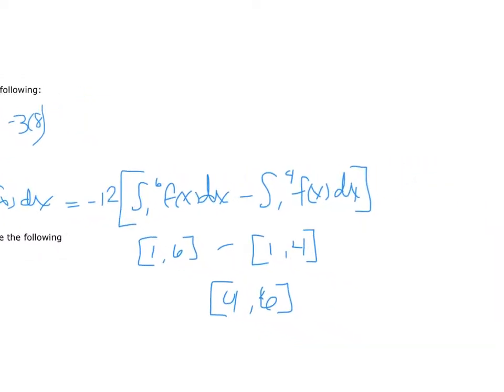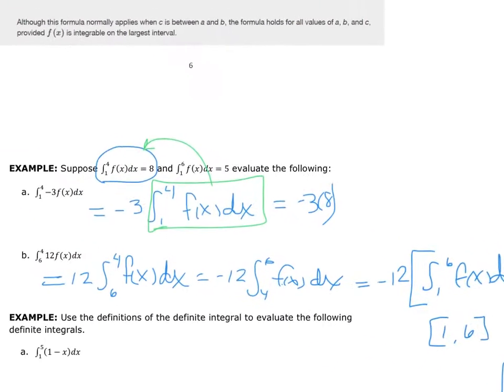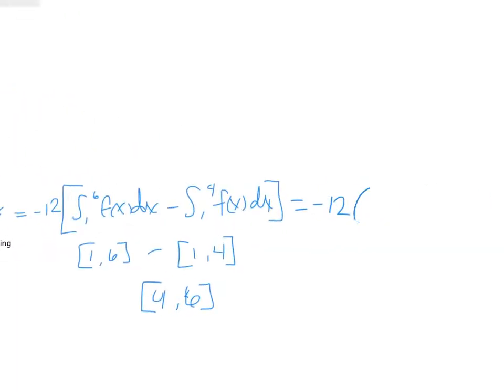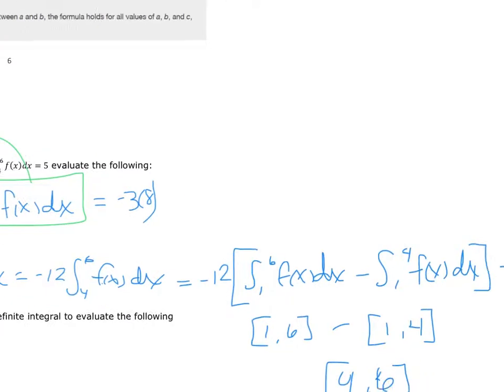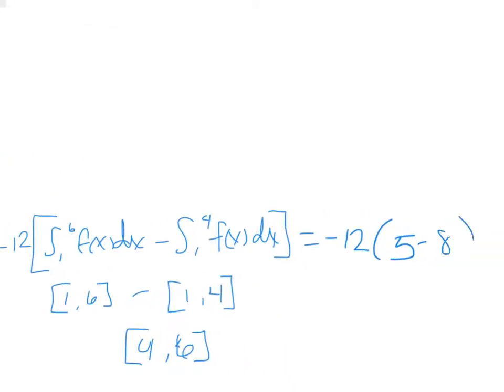So I end up with negative 12, and my 1 to 6 was equal to 5. And then my 1 to 4 is equal to 8. So it's negative 12 times 5 minus 8. So this is equal to negative 12 times negative 3, because 5 minus 8 is negative 3. My final answer is 36.